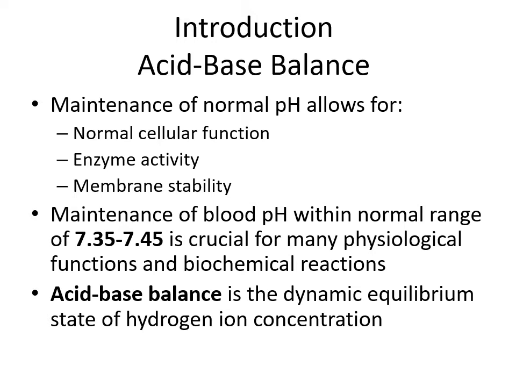So the maintenance of normal pH allows for normal cellular function, enzyme activity, and membrane stability. The maintenance of blood pH within the normal range of 7.35 to 7.45 is crucial for many physiological functions and biochemical reactions. Now remember that acid-base balance is in dynamic equilibrium. So again, this is looking at our hydrogen ion concentration and this balance. It's constantly shifting a little towards each direction.